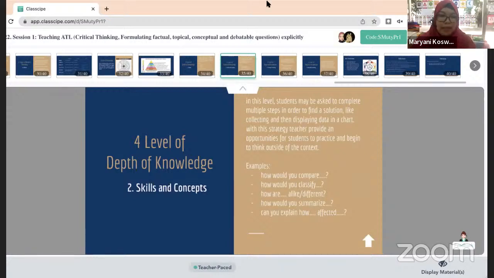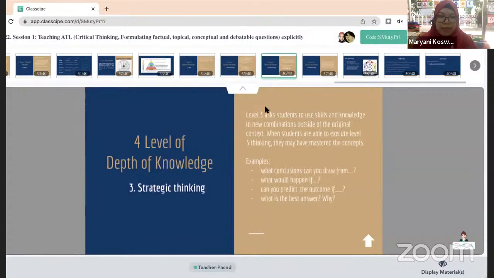The next level is strategic thinking. In strategic thinking, this is when they need to apply their higher order thinking skills, because at this level, they need to master the concept. So what conclusion can you draw from this? This will take a longer time to answer. What would happen if? Can you predict the outcome if? And then what is the best answer? And then why? Give me why, give me the reason. So again, you will need more time to engage the students with this kind of question.